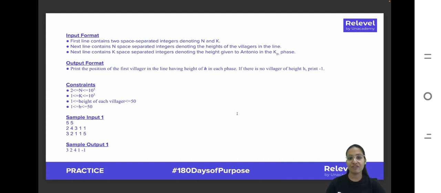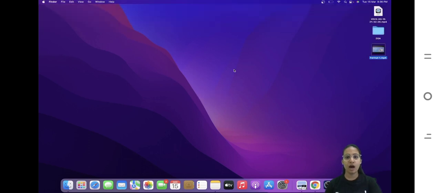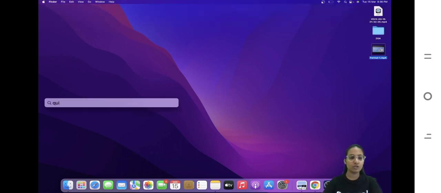The input is 5 and 5, where n is the number of villagers and 5 is the number of queries. The heights of the villagers, as arranged, are 2, 4, 3, 1 and 1. And the 5 queries given to you are 3, 2, 1, 1 and 5. And for this, the sample output has been given. So let's take a look and see how we can do this.